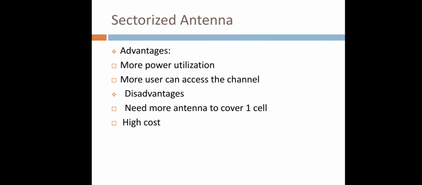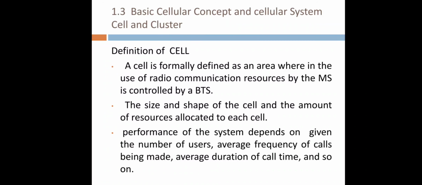Advantages of the sectorized antenna: more power utilization, and more users can access the channel. Disadvantages: it needs more antennas to cover one cell, and has high cost. Basic cellular concept and cellular system. The definition of cell.